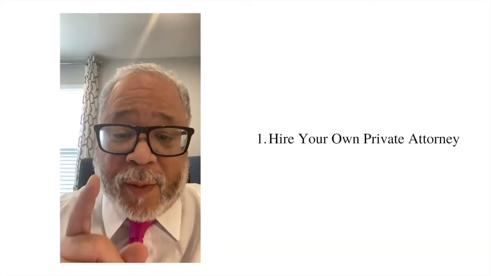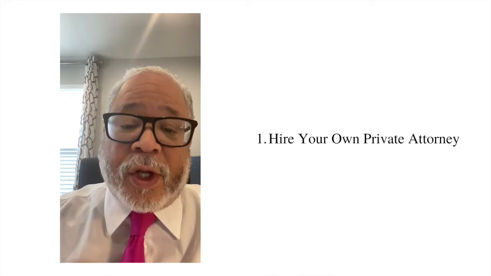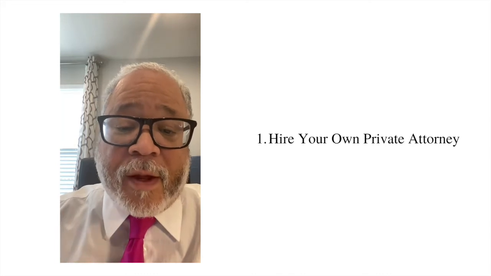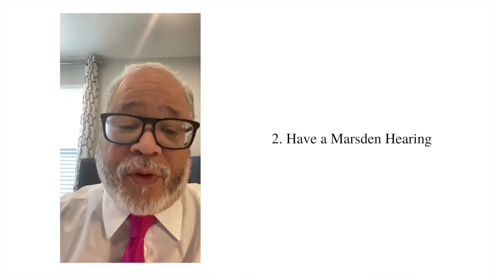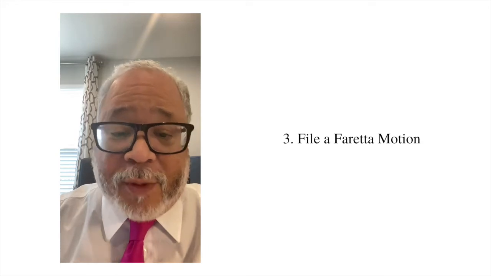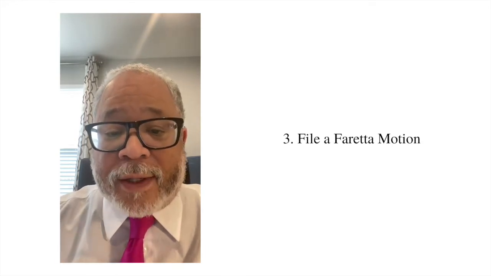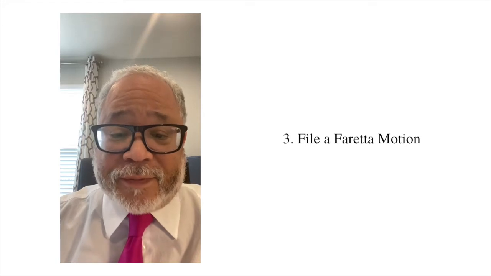There are three principal ways that you can get another attorney in a Child Protective Services / CPS case. In California, you can, number one, hire your own private attorney. Number two, you can have a Marsden hearing to get another court-appointed attorney assigned to you. And number three, you can make what's called a Faretta motion, where you can try to represent yourself.